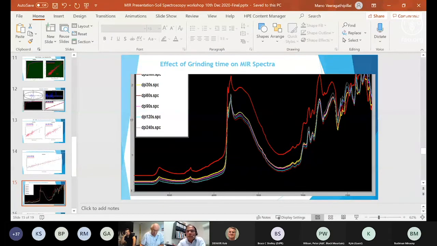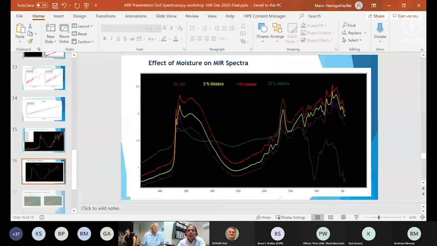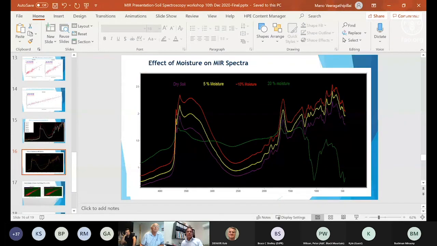By 20% moisture, you can see here, basically we lost all the spectra. So moisture is one of the other important ones. In this PLS, there are some pitfalls like moisture, grinding, and the other one is modeling. We need to be careful with the overfitting.